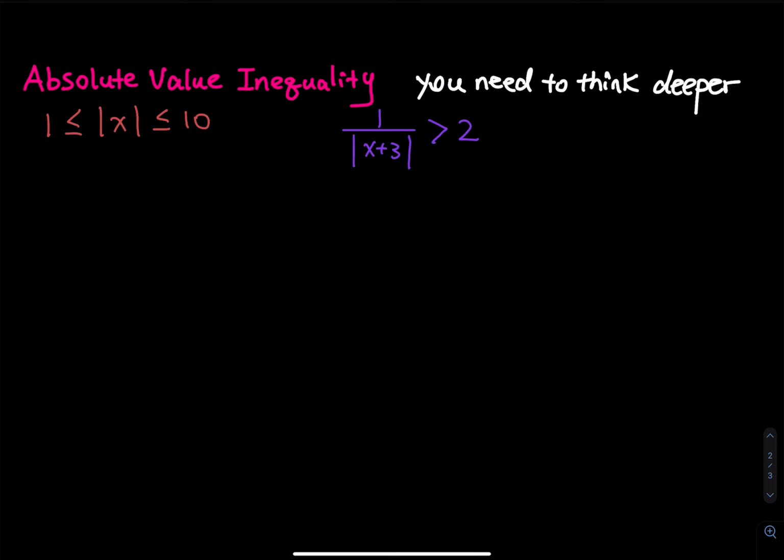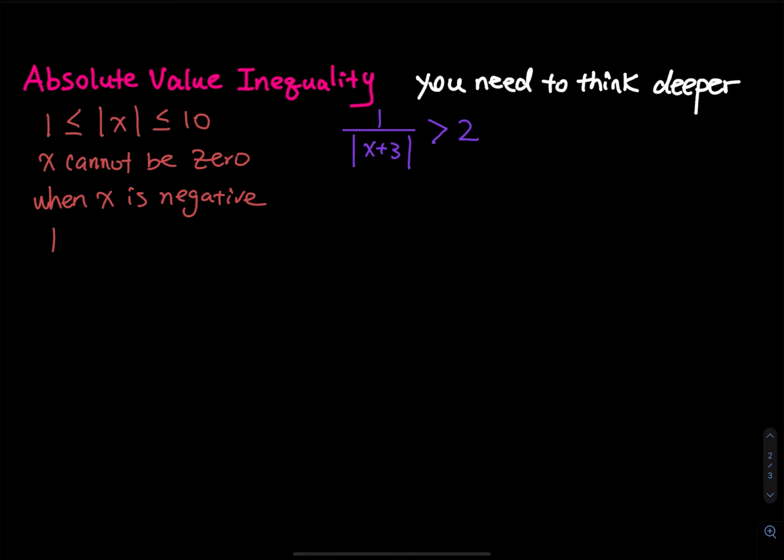So first of all, 1 is positive, 10 is positive. I can see that x cannot be equal to 0, right? So x cannot be 0. So there are two cases. The first case is when x is negative. Can x be negative? Absolutely, right? So x can be negative 5. Once you take the absolute value, you have 5. 5 is between 1 and 10.